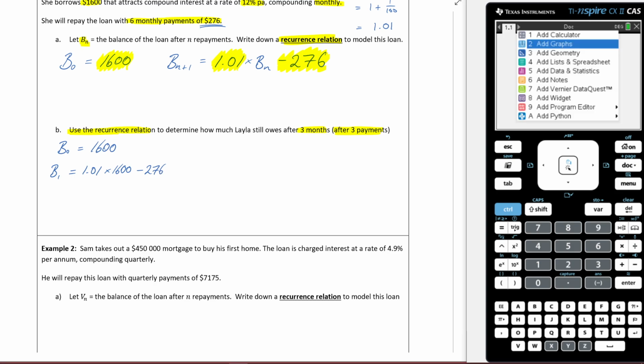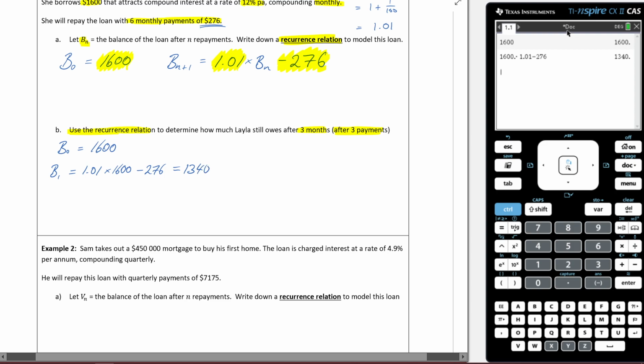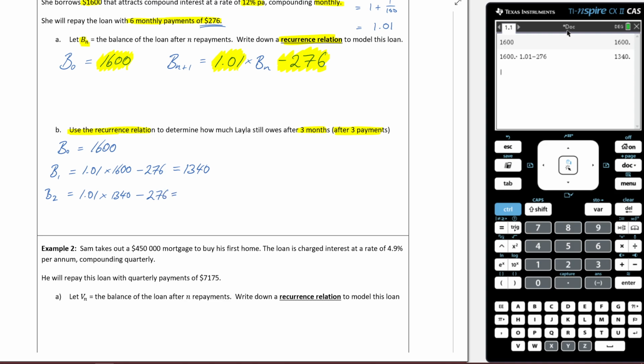To do that on my calculator, I'm going to go 1600 enter times 1.01, and then I'm going to subtract 276. Then I'm going to hit enter, and I'm going to end up with 1340. Then I'm going to figure out B2. All right, so for B2, that means I'm going to end up with 1.01 times, now this time it will be 1340 because you take the previous one, and I subtract 276. I just hit enter on my CAS to get the next one.